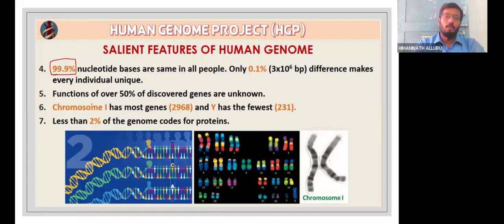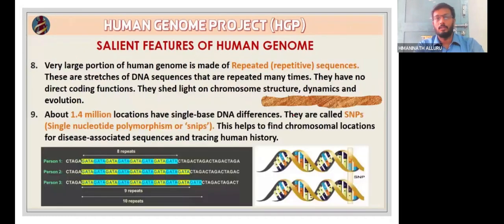And we don't know the function of over 50% of the genes in our body. Students need to appreciate the effort made by scientists to discover everything. In future, they may become scientists who discover the function of one of these genes. If they discover the function of even 1 or 2 genes, it will be a proud moment for all of us. And chromosome 1 has the most genes, 2,968, whereas the Y chromosome has very few genes, 231. Students must be able to understand this.